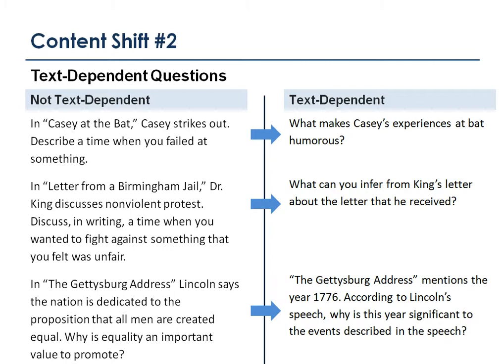By contrast, on the right side, a text-dependent question might sound something like, what can you infer from King's letter about the letter he received? Again, it is confined to what we could call the four corners of the text, Letters from a Birmingham Jail.